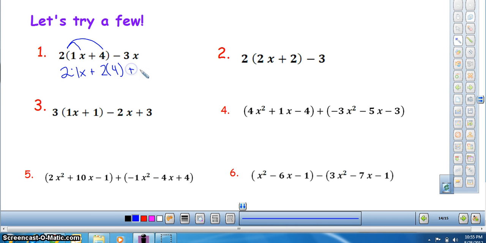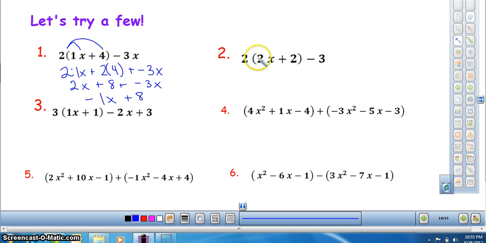And I'm going to change it right away to plus a negative 3x. So that I have 2x plus 8 plus a negative 3x. As I'm looking at that, my like terms give me a negative 1x plus 8.